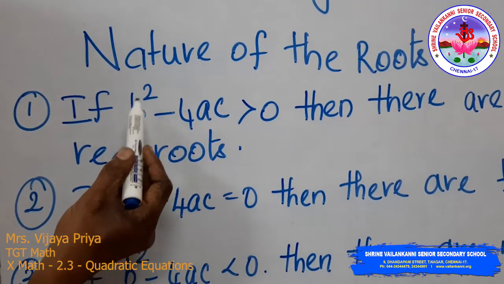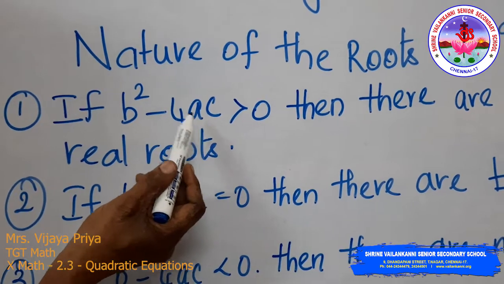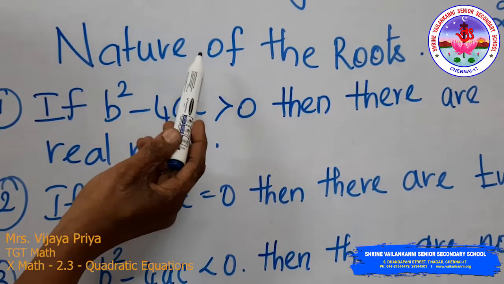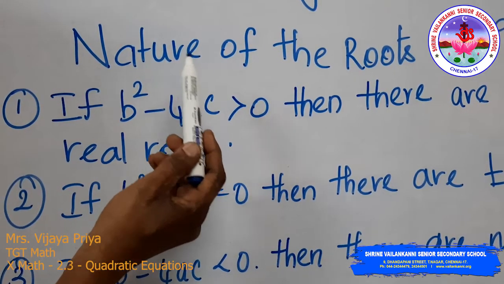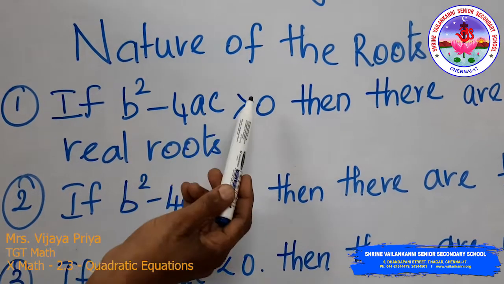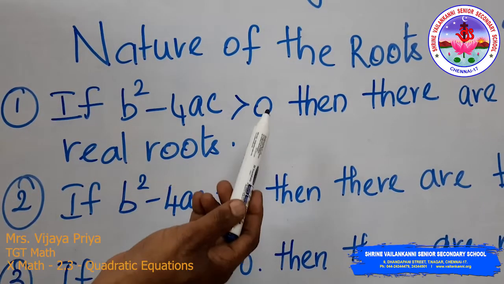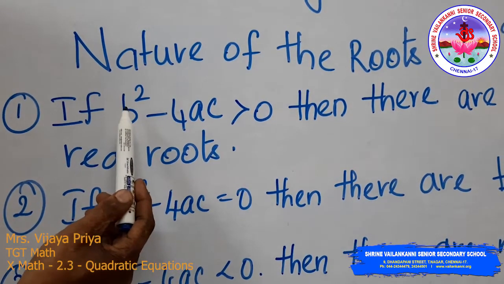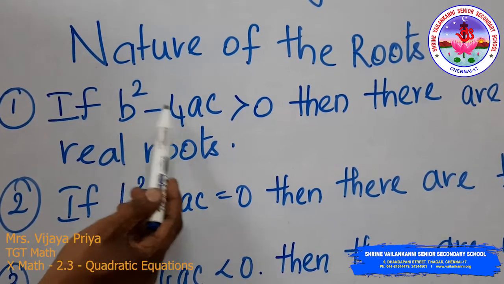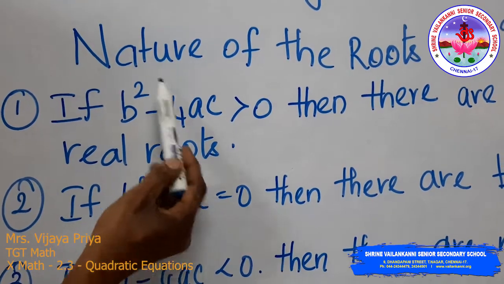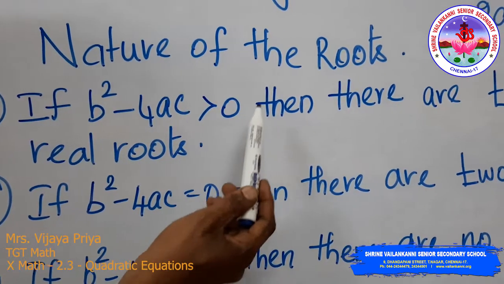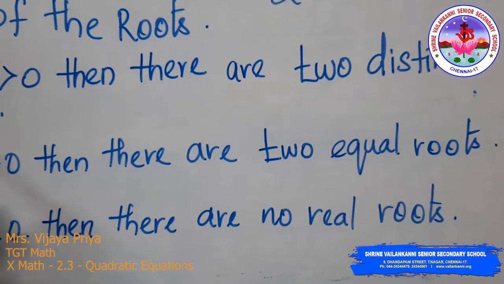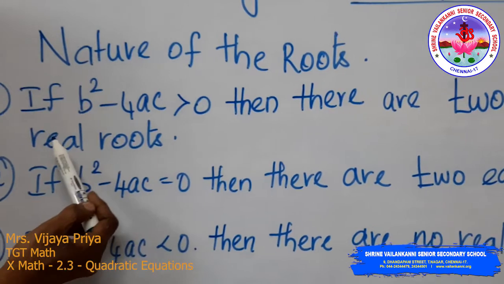Depending upon the discriminant, that is the value of b squared minus 4ac, we are going to see the nature of the roots, that is the value of x, whether the x value has two different values, or two equal values, or no real roots occur. The first one: if b squared minus 4ac, after substituting the values and subtracting the two terms, is greater than 0, then the roots of the equation are two different roots. That is, x has two different real roots.